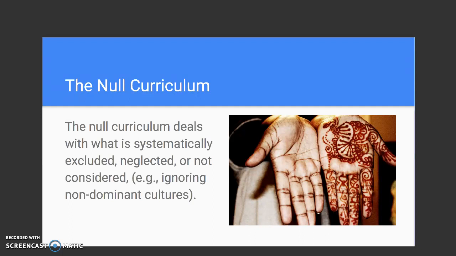And finally, according to Eisner, the null curriculum deals with what is systematically excluded, neglected, or not considered. So things that you don't even think about. And I want to give you an example of this.